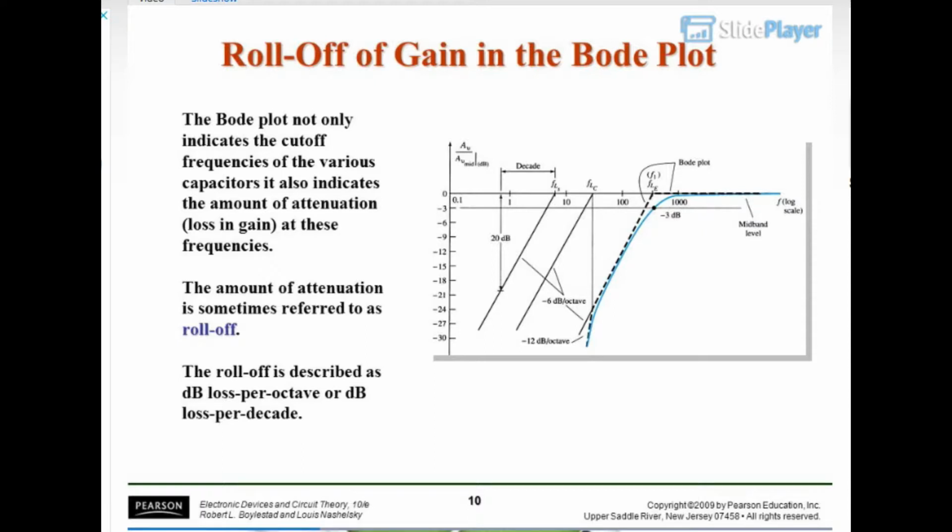The Bode plot not only indicates the cutoff frequencies of the various capacitors, it also indicates the amount of attenuation, loss in gain, at these frequencies. The amount of attenuation is sometimes referred to as roll-off. The roll-off is described as decibel loss per octave or decibel loss per decade.